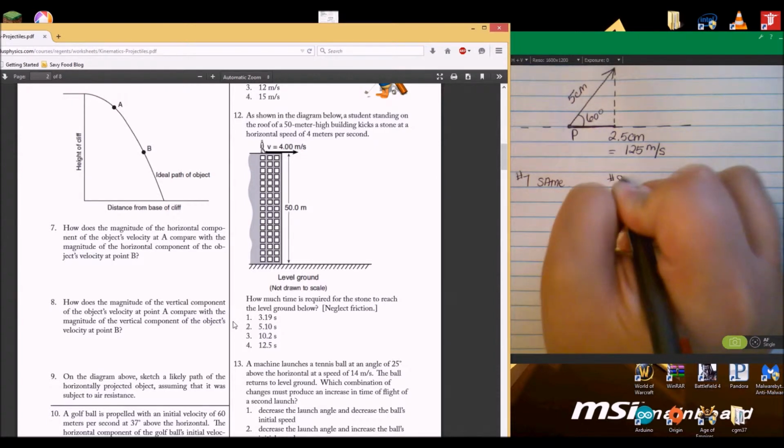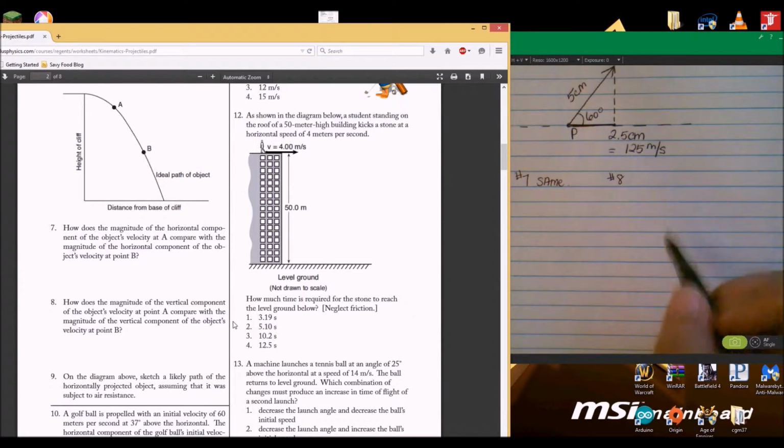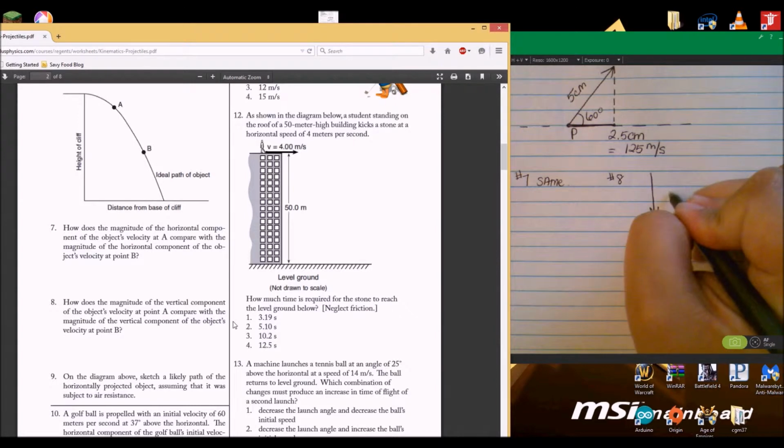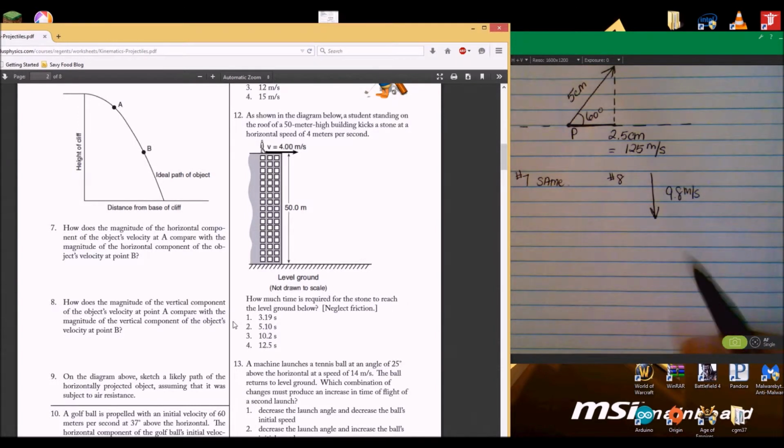For number 8, it asks how does the magnitude of the vertical component of the object's velocity at point A compare with the magnitude of the vertical component of the object's velocity at point B. Vertically, as you continue to go down, you're always going to be increasing in speed due to the acceleration due to gravity. So that means that from A to B, B is going to be faster vertically than A is.